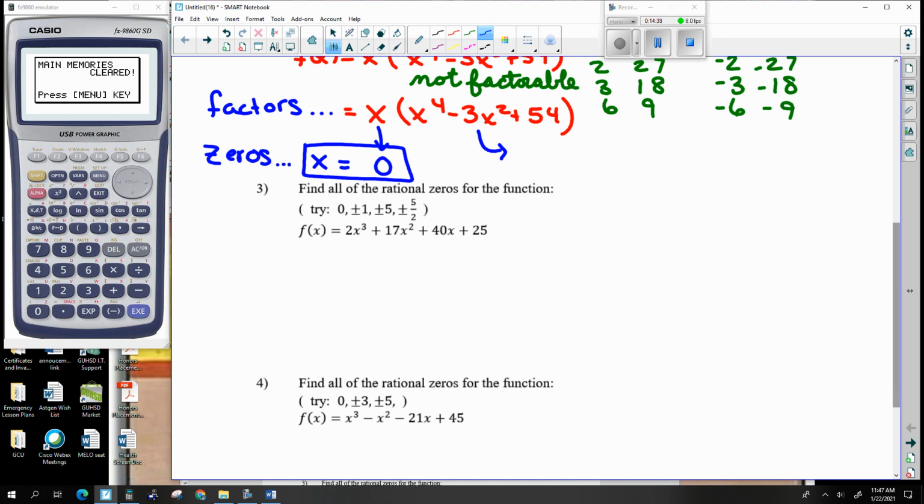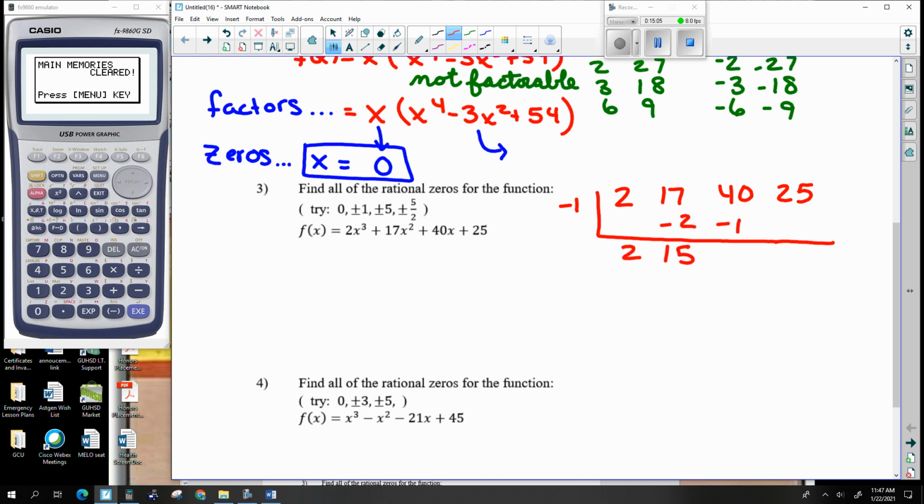All right, here we go. Hopefully the rest are a little bit nicer. Okay, find all the rational zeros of this. So I'm going to first start off with something easy, and let's start with -1. I'm going to see if -1 is a 0. Hooray! Got a remainder of 0. That means -1 is a 0.